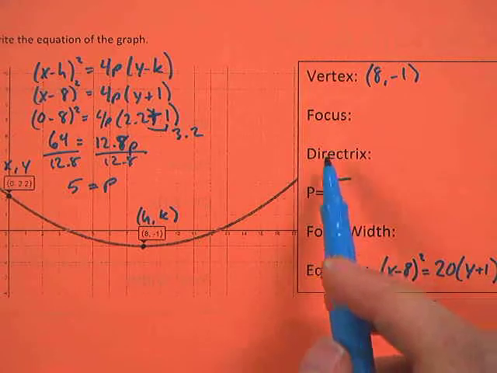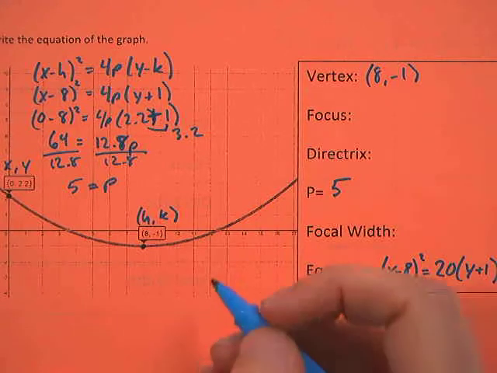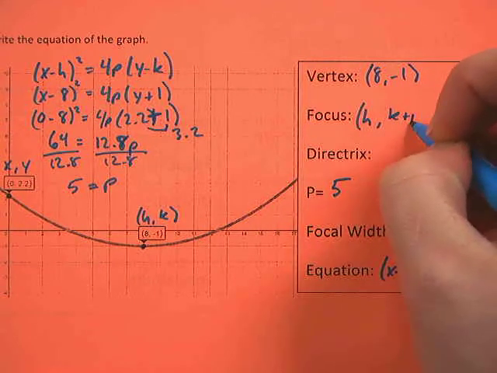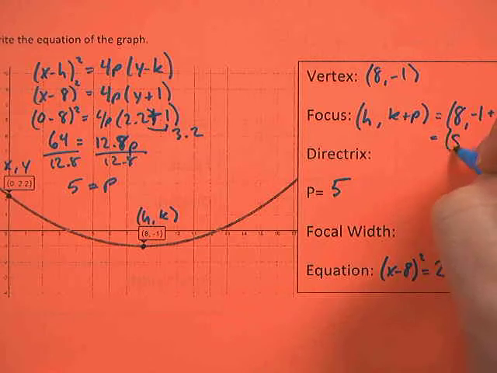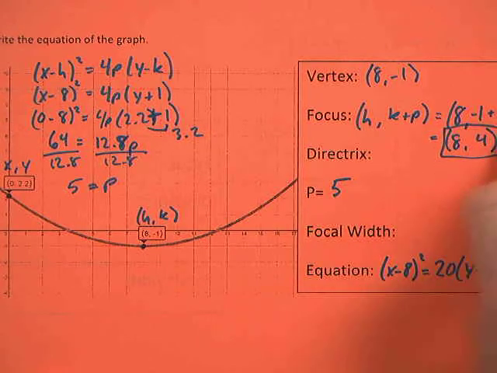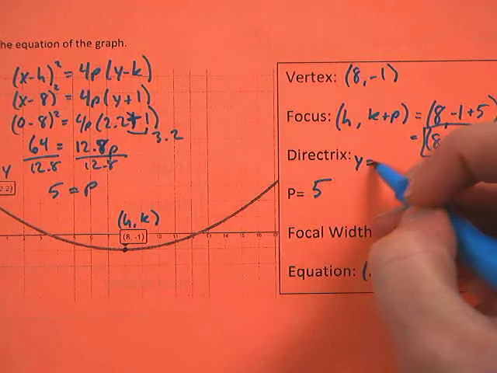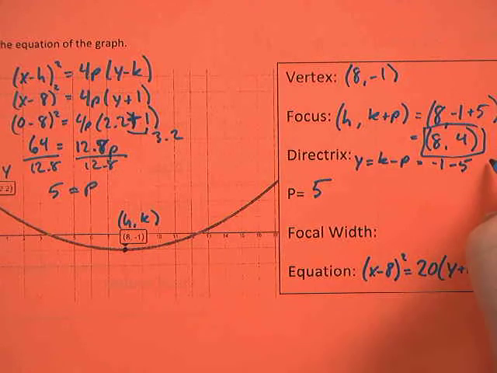And now we have to find the focus, the directrix, and the focal width. So let's start by finding the focus. In this case, our focus is (h, k + p). So for us, we know h is 8, and then we have -1 for k plus p, so plus 5. So that's going to end up being (8, 4) for our focus. And then our directrix is going to be y equals k minus p. So for us, that's -1 minus 5. So it's going to be y equals -6 for our directrix.